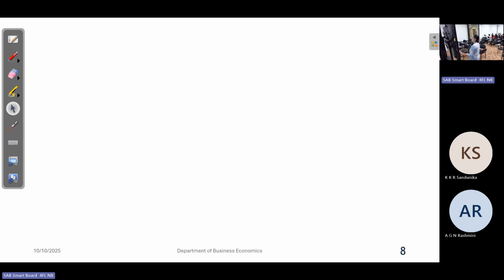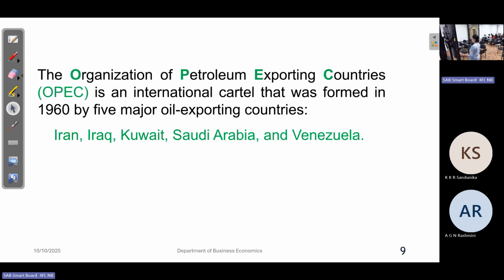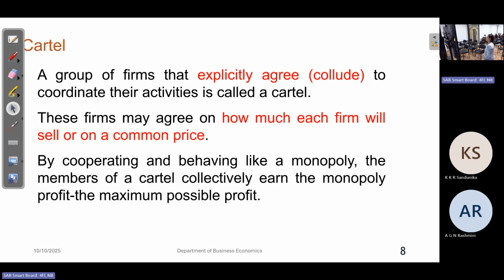Right. Now we are moving to cartel, right? So cartel is a group of firms that explicitly agree to coordinate their activities. They formally agreed to coordinate their activities, right? So they have limited the competition among themselves and agreed to act as one group. If that's the case, we say that's a partnership.